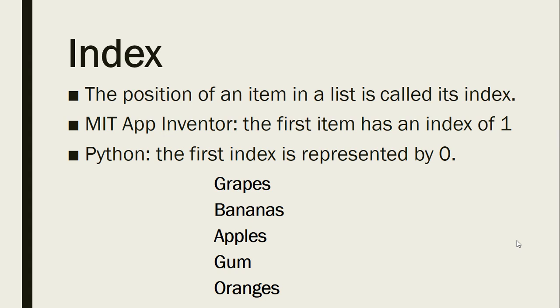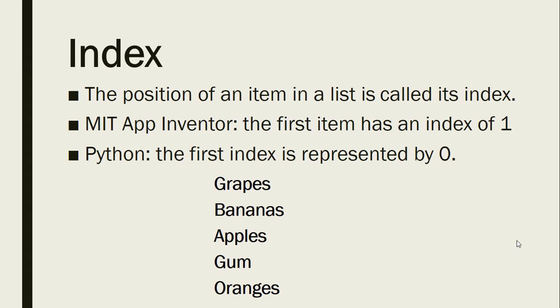So if we looked at grapes and I said, hey, what is the index of grapes? In App Inventor, it would be one. And we're pretty used to thinking that way. However, a lot of computer languages, most in fact, Python no exception, grapes would have an index of zero.